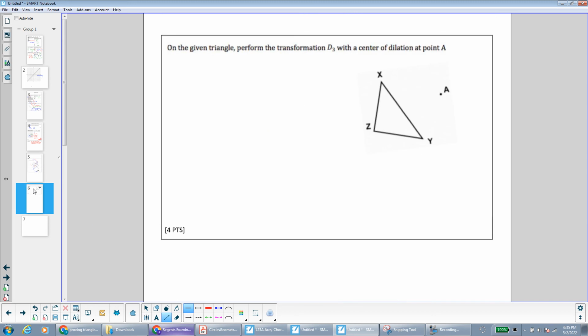Okay, we need to dilate by a scale factor of 3. So I saw other people making the triangle smaller. We are not dilating by a scale factor of 1/3 or 1/2. We are making it bigger. We're dilating by a scale factor of 3. So what you should expect to see is that your new triangle afterwards should be triple the size of the one that we see here now. So if it got smaller and not bigger, then you should think, hey, I probably did something wrong here.